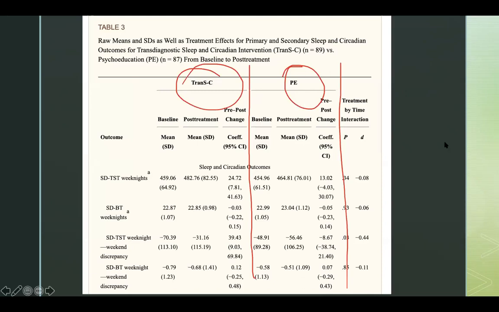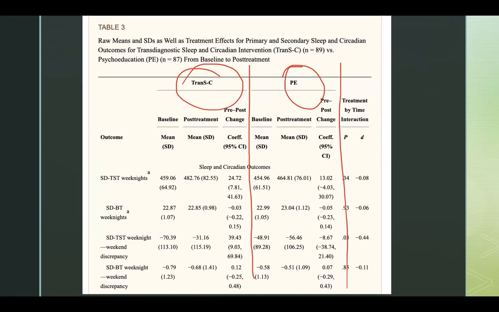Here we have an example of what is going to be a comparison. And so this is an inferential statistic. I've circled in red the trans C group. So this table will show you which group is which. On the left side, you have the trans C group, and on the right side, you have the PE group. Now, I drew a line down the middle to help you, but what the table is showing you are 3 things for the trans C group and 3 things for the PE or psychoeducation group.